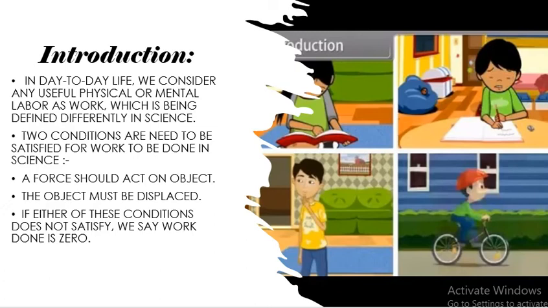A force should act on the object. The object must be displaced. If either of these conditions is not satisfied, we say work done is zero.